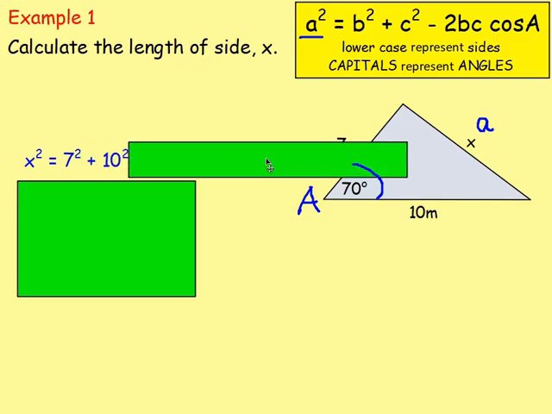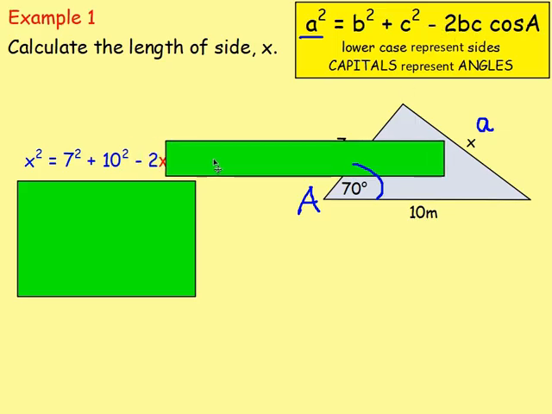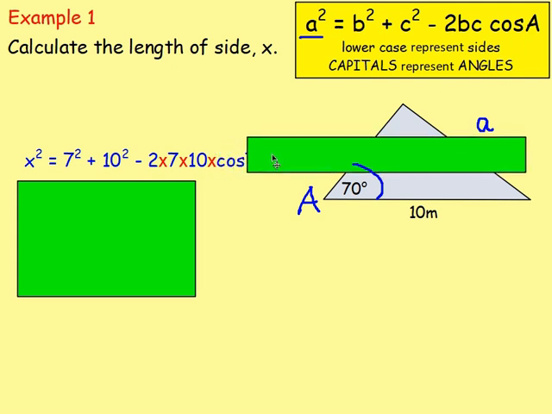So we'd have 7 squared plus 10 squared, or the other way around, 10 squared plus 7 squared. And then it's take away 2BC, which means take away 2 times by B times by C. And again, the 7 and the 10, get them back to front if you want. And we're going to be multiplying that by cos A. So it's going to be times cos.